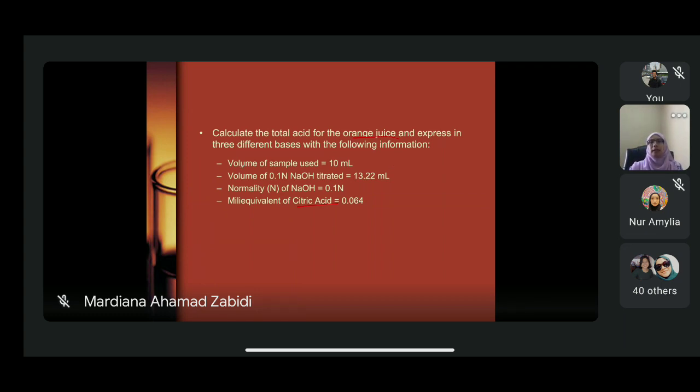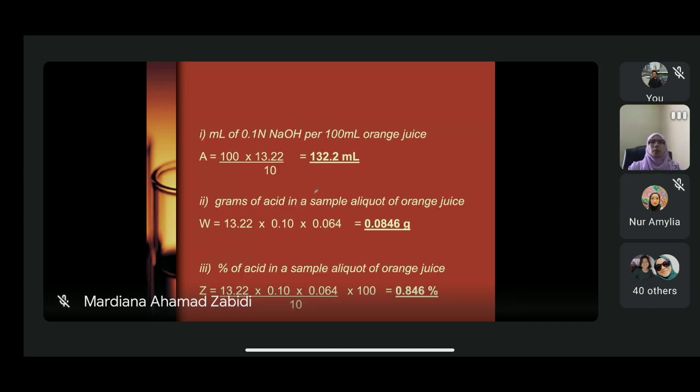And expressed in 3 different bases with the following information. So the information given: the volume of sample being used is 10 milliliter, and the volume of sodium hydroxide that is being used to neutralize the acidity is 13.22 milliliter. Okay, this one is very accurate. In your lab, usually you can only go up until 13.2. So this one is probably done by electronic devices. And the normality of sodium hydroxide is 0.1 normal. So there are 3 different bases: volume and grammage, followed by percentage. So we go one by one.